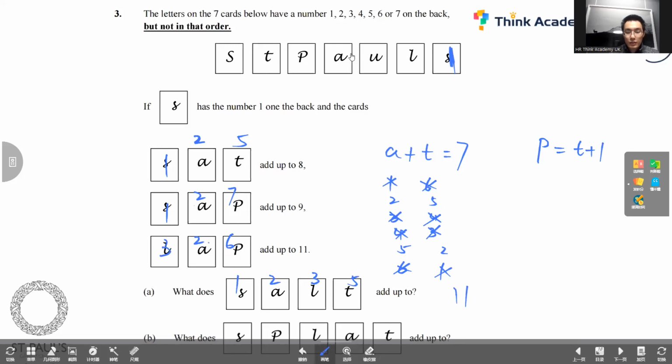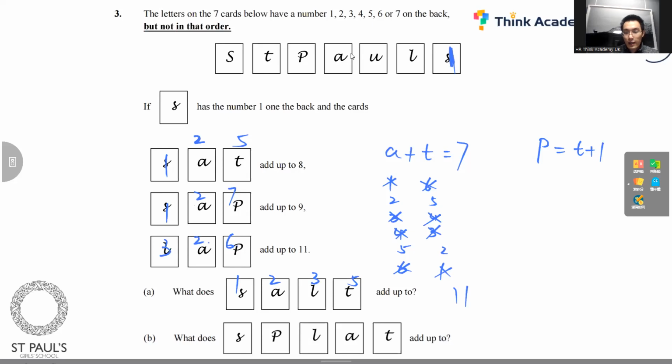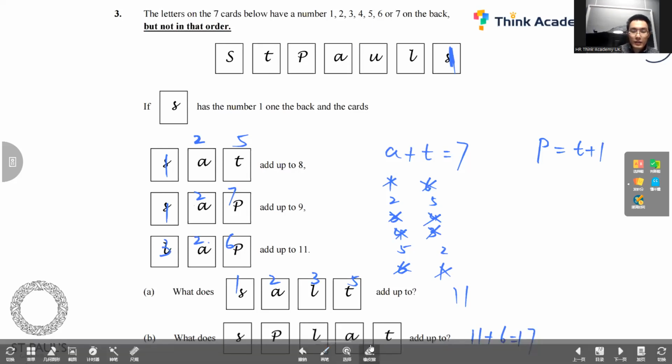And for the second question, we're just adding another P. SALT is this, so it still remains the same. So it's 11 plus P. P is 6. So the answer is 11 plus 6, which is 17. All right. And then you may ask, how about when A is 5? Let's see when A is 5. Will the answer be different?